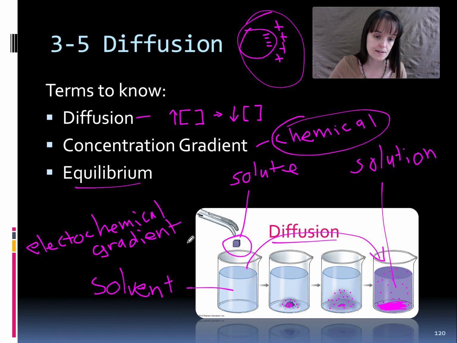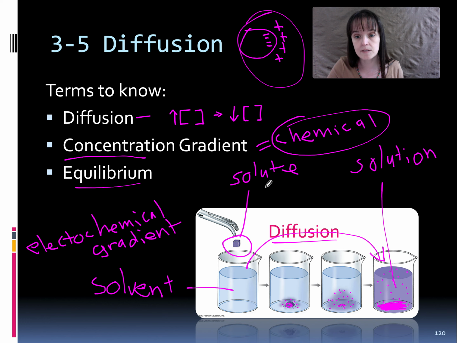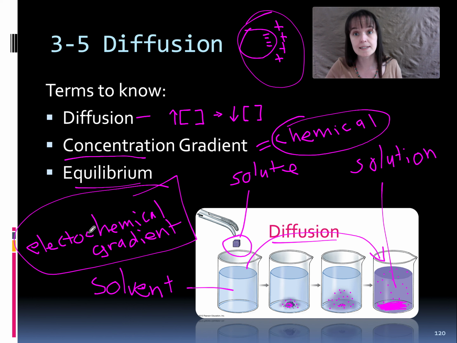But I'm already writing, so there you go. The electrical gradient plus the chemical gradient, which is the concentration gradient, equals, and together they make the electrochemical gradient.